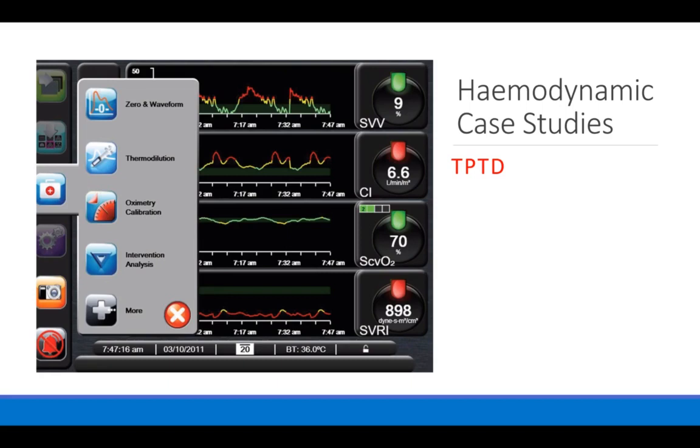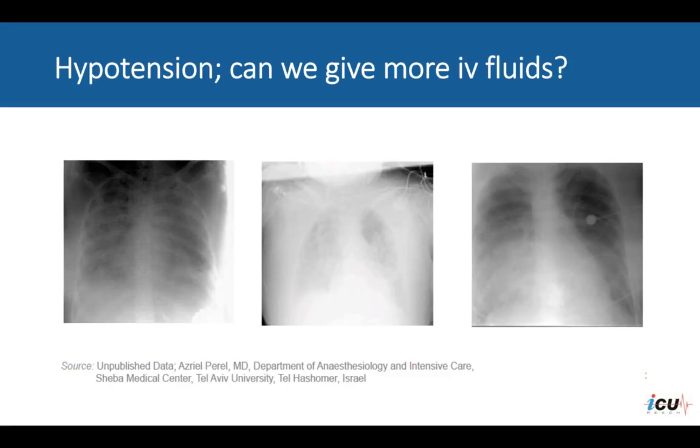In this workshop, we're going to present a few hemodynamic case studies, and we will utilize the Transpulmonary Thermodilution method. We'll get parameters that will be analyzed to make management decisions. And I would like first to present these 3 chest x-rays for 3 patients who are hypotensive. And the question is, can we give more IV fluid to these patients?